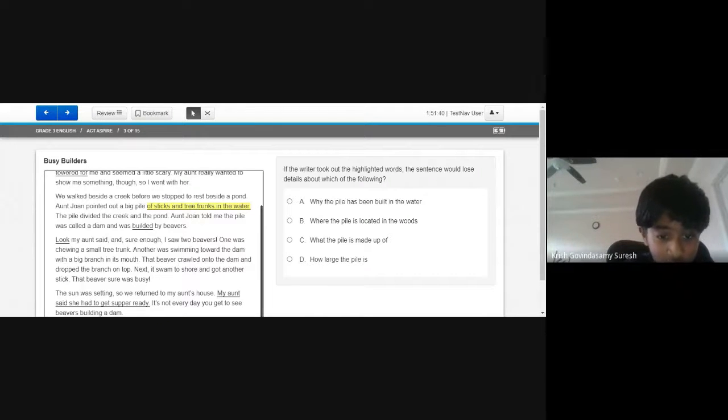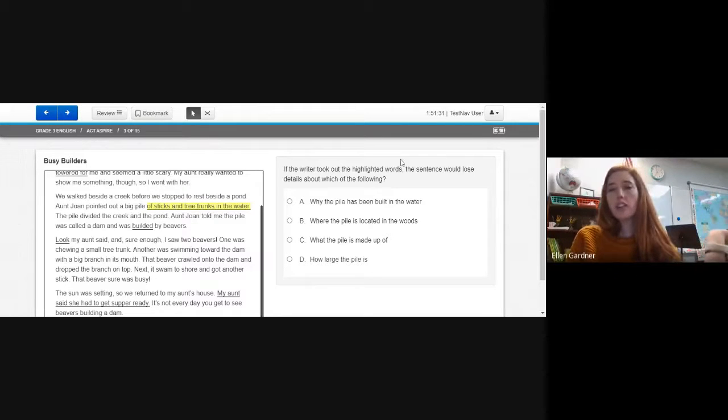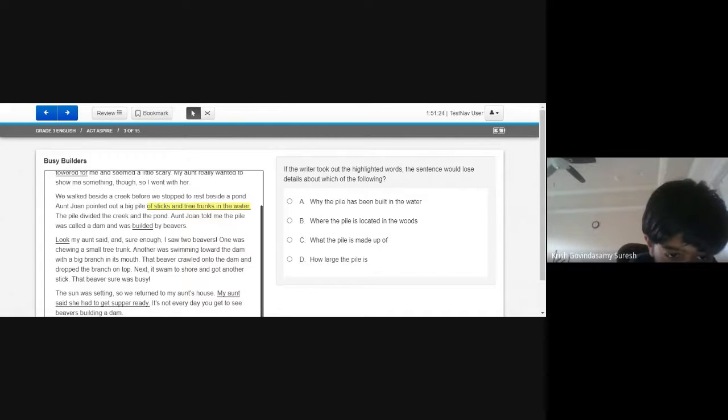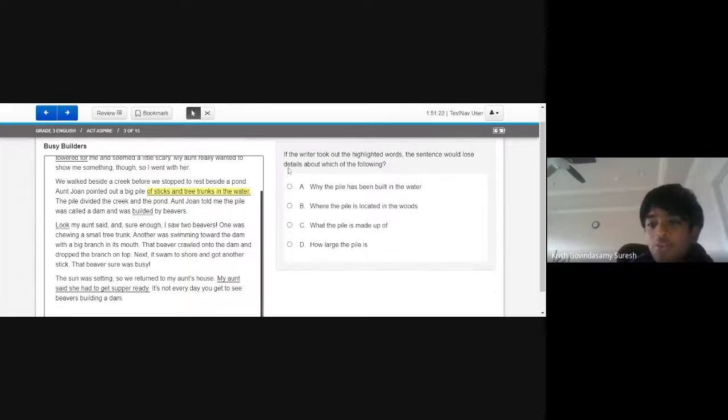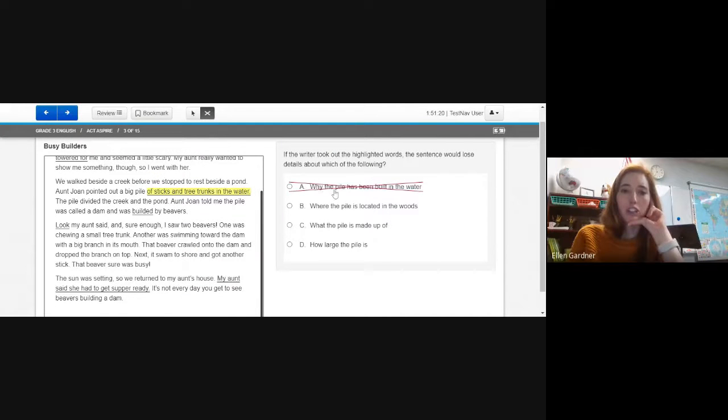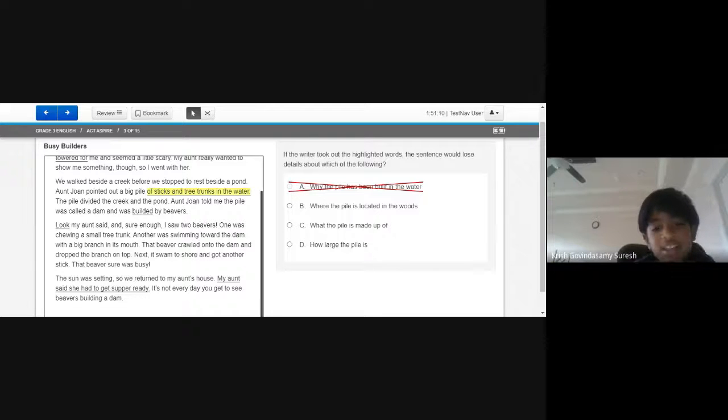Okay, so it says, Aunt Joanne pointed out a big pile. So our questions are, why the pile has been built in the water? Where the pile is? Does sticks and tree trunks in the water tell us why it was there? No. So we could actually use the answer eliminator and cross that out if we know it's wrong. Now, what about this next one? I think it's B, where the pile is located.